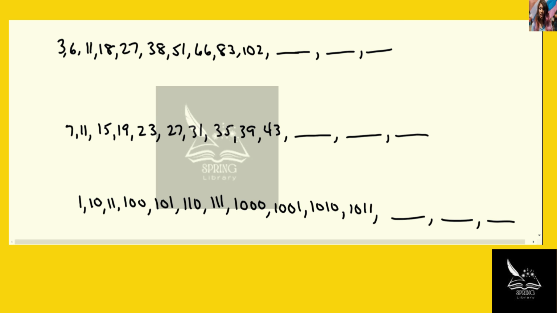3, 6, 11, 18, 27. So we are increasing. Every term here is bigger than the one before. Let's take a look at our gaps. We have a gap here of 3, 5, 7, 9. Okay, while it is not a consistent gap, I definitely see a pattern here. These are the odd integers.